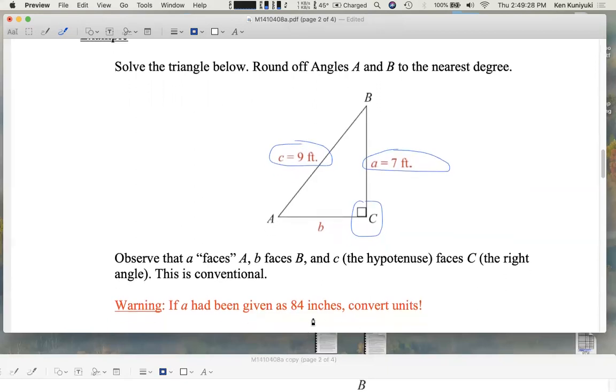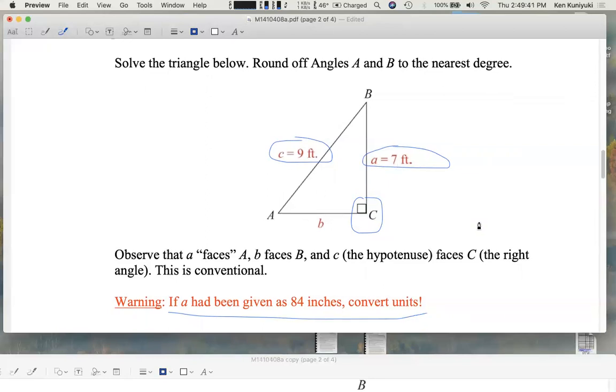By the way, convert units as necessary. If, for example, I had given you 84 inches for the length of a, you may want to convert to feet. You'd have to make the units consistent. All right.